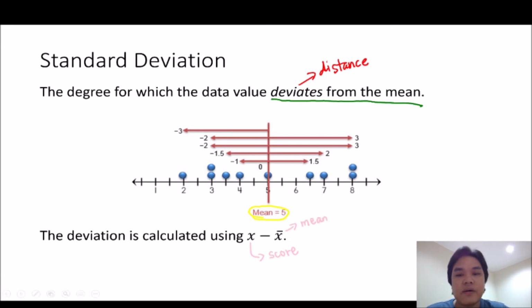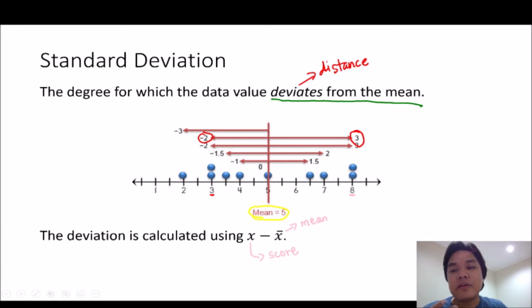Let's look at this distribution. Let's have 8 here. To get the deviation of the 8 from the center of the data, we just subtract 8 and 5. So 8 minus 5 is 3. Then let's have 3 here, and 3 minus 5 is negative 2. All you need to do is repeat the process so that all the scores are considered in finding the deviation of the scores from the center of the data.